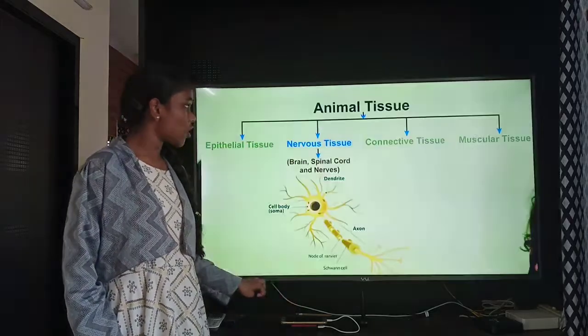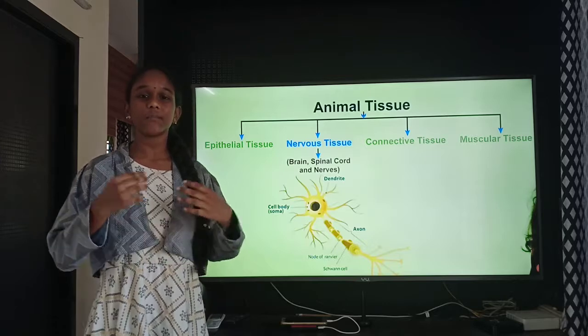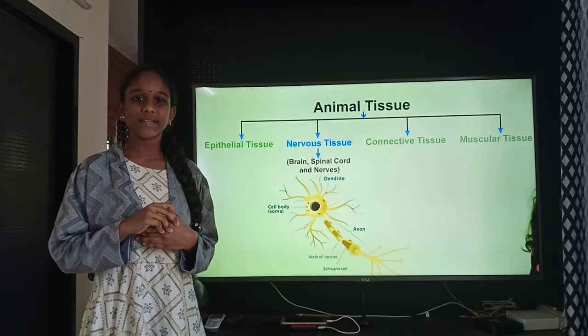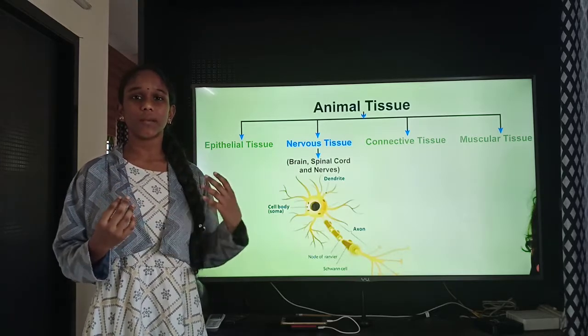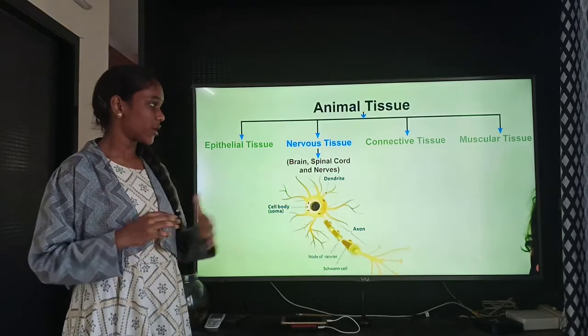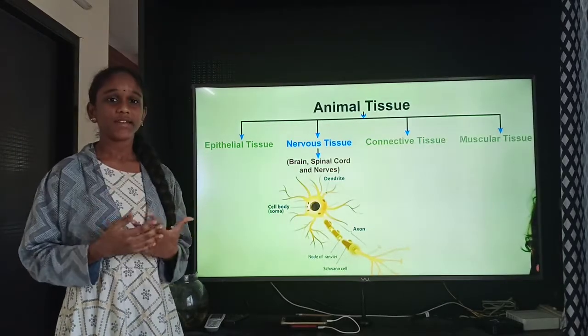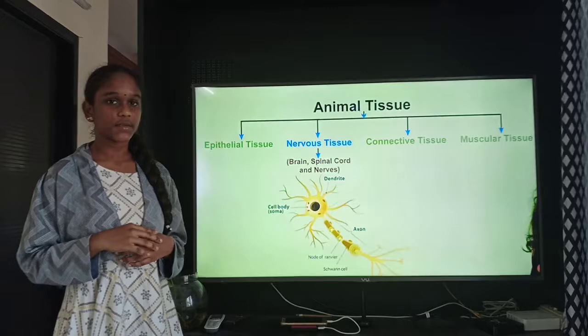Now let's talk about nervous tissue. We all know the nervous system is very important for our life. It means every piece of information is carried to our brain by nerves. And what are these tissues? So now let's talk about nervous tissues. Nervous tissues are found in the brain, spinal cord and nerves.